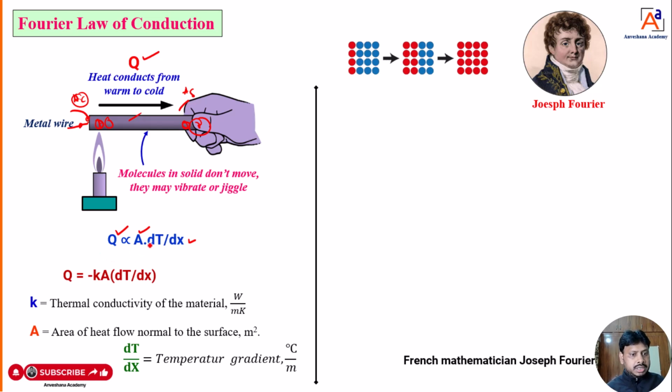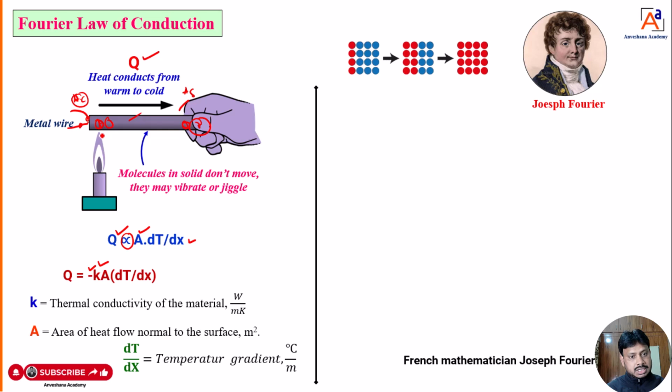statement. Then the equation for that is Q is directly proportional to A into dT by dx. Then he removed this proportional limit by using a constant. That constant we can call k, dear students. So what he has written as the equation is Q is equal to minus k into dT by dx. So why has he taken minus, dear students?